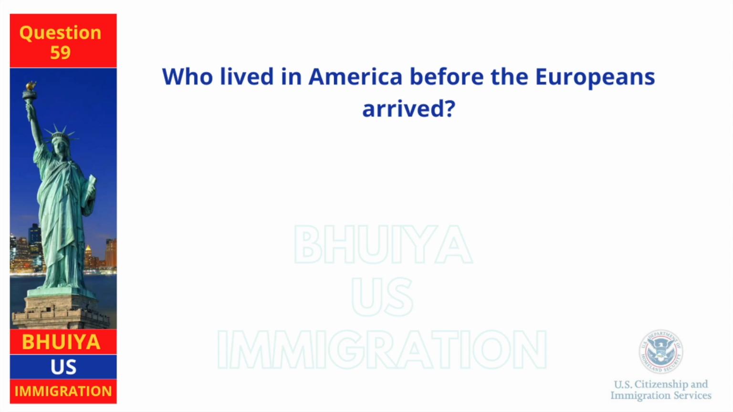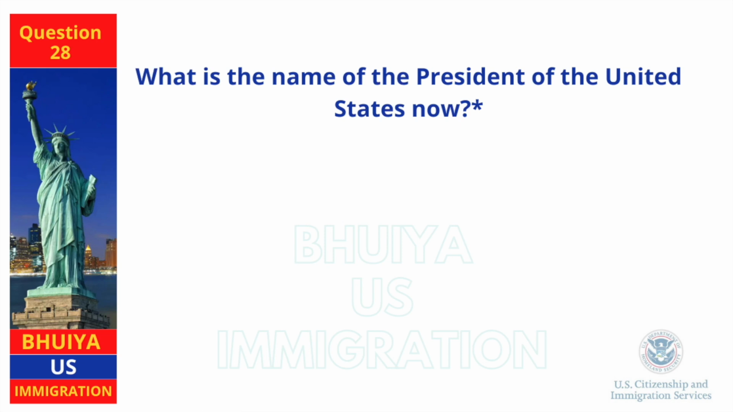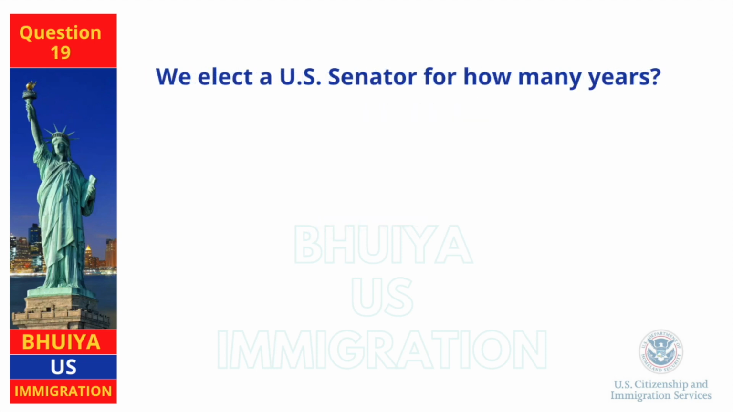Who lived in America before the Europeans arrived? American Indians. What is the name of the President of the United States now? Joe Biden. We elect a US Senator for how many years? 6.